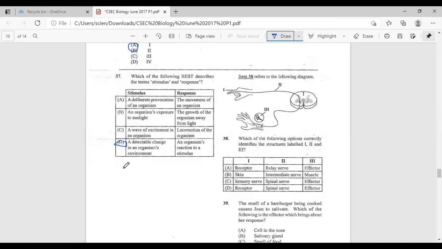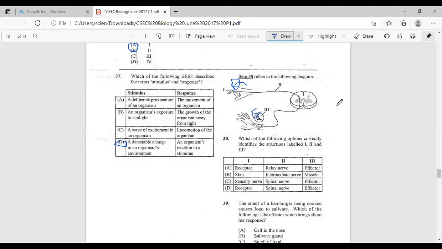So we're on to question 38. Item 38 refers to the following diagram. Which of the following options correctly identify the structures labeled 1, 2, and 3? So now if we look at the diagram, we would realize that 1 is the receptor, 3 is going to be the effector. So I'll put the E here for effector.